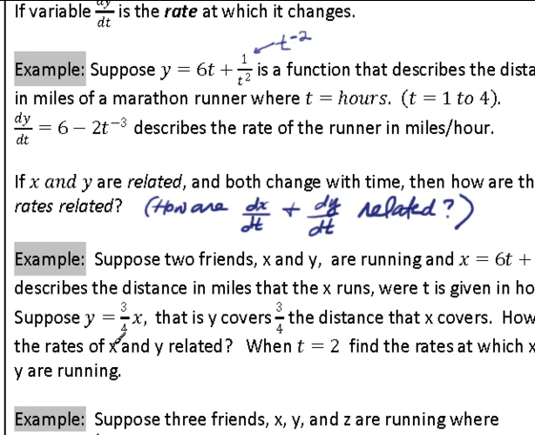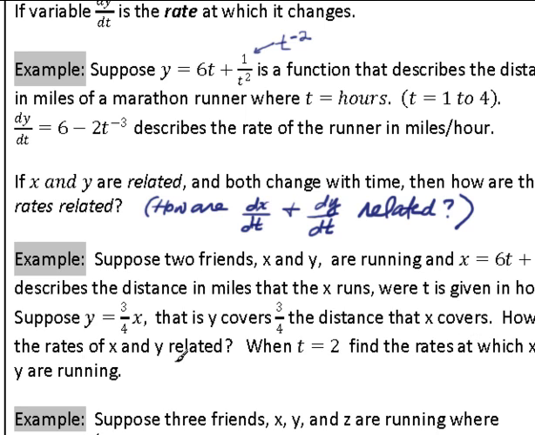Okay. So here's an example, just sort of building on the previous example. This time we have two friends, x and y, running in the marathon. Okay, so x is equal to 6t plus 1 over t squared, the same function we have up here. And that describes the distance in miles that x runs, where t is given in hours. And suppose that y is equal to 3/4 x. So what does that mean? That the distance that y covers is 3/4 the distance that x covers. So y is running a little bit slower. Okay, that is, y covers 3/4 the distance that x covers at any given time.